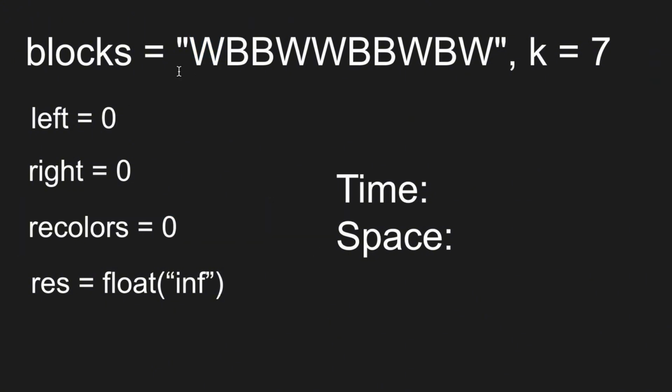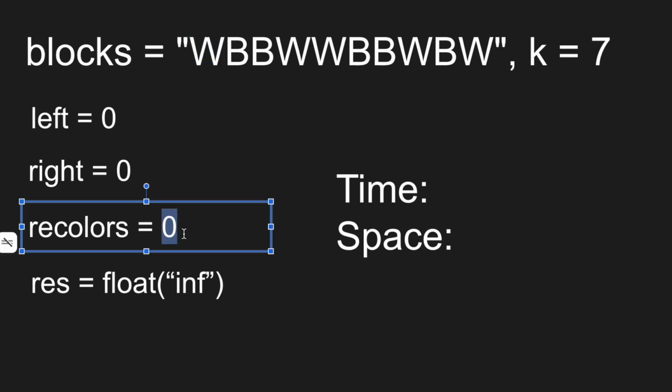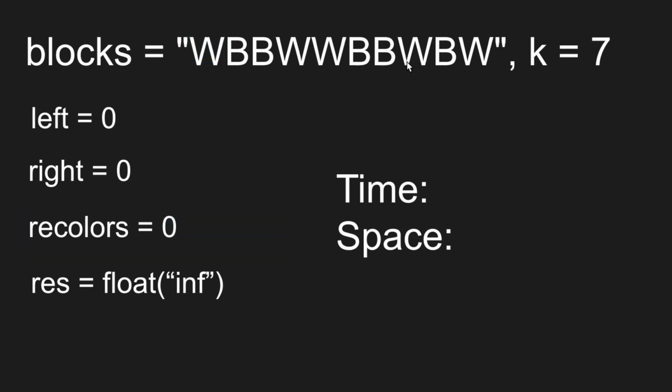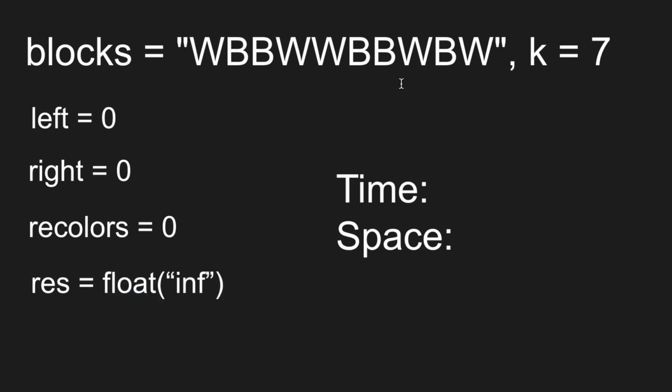And when we increment the left pointer, if we are leaving a W and moving the left pointer, then we need to subtract from the number of recolors. And every time we have a window of 7, we need to recalculate and update the result. And when we have finished iterating to the end of the string, we return whatever is the minimum number in the result. So let's go through this example.